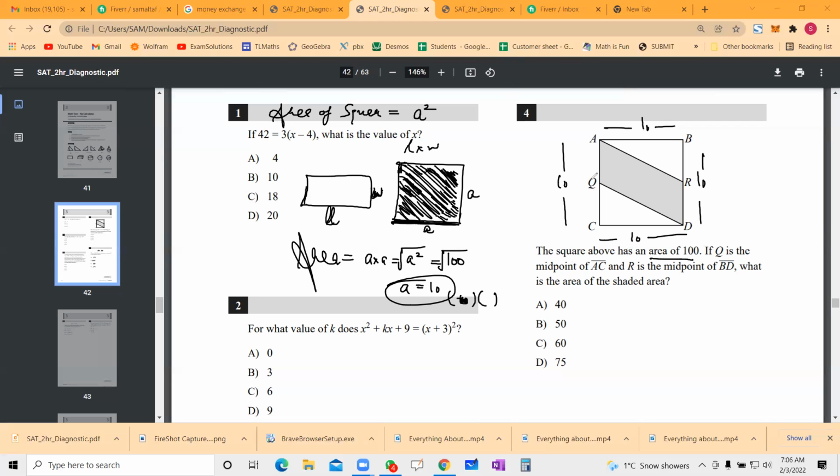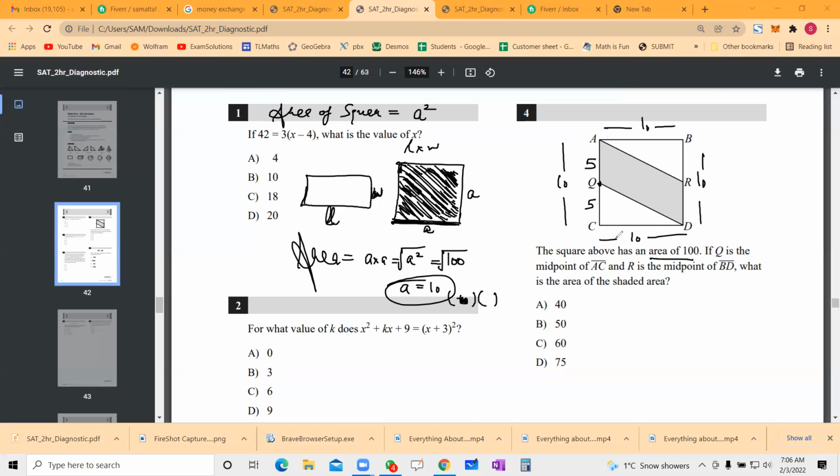Okay, and what's the next information given in the question? If Q is the midpoint of AC, okay, we'll stop. We have to stop it here. Q is the midpoint. If Q is the midpoint, then what is AQ and what is QC? AQ would be 5 and QC would be 5.